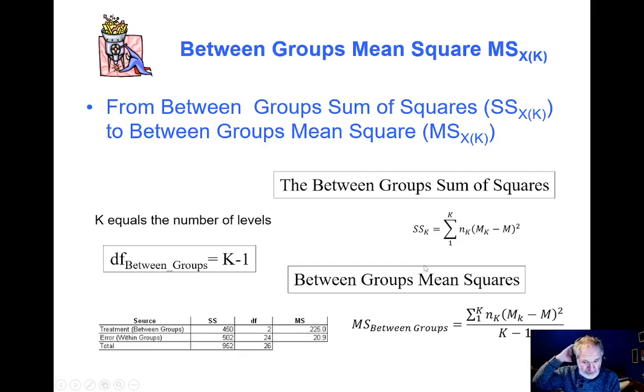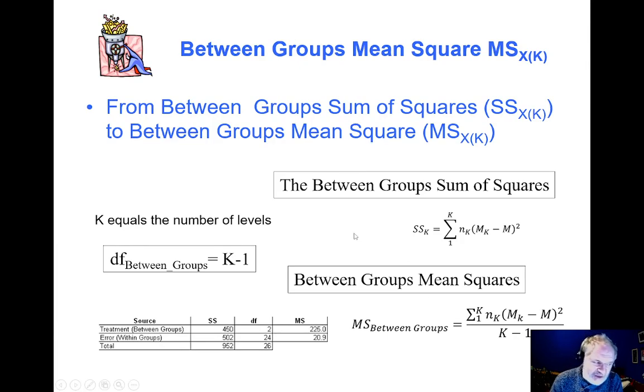Okay. The between groups degrees of freedom is easy, because in the between groups I have 3 means. So the degrees of freedom between groups is k minus 1. K refers to the number of groups. So 3 minus 1 is 2.